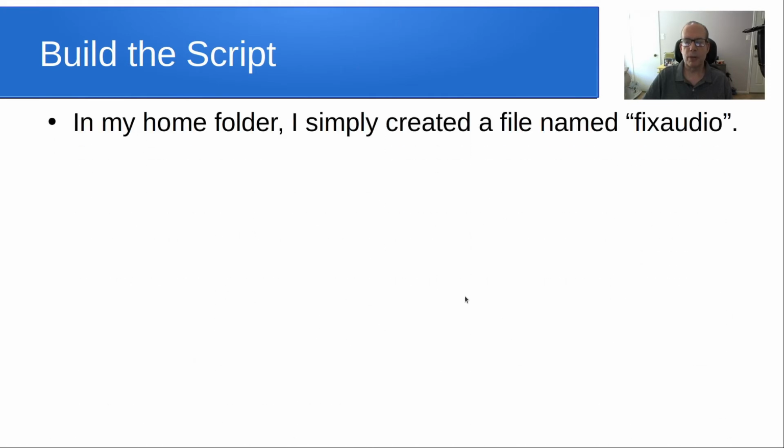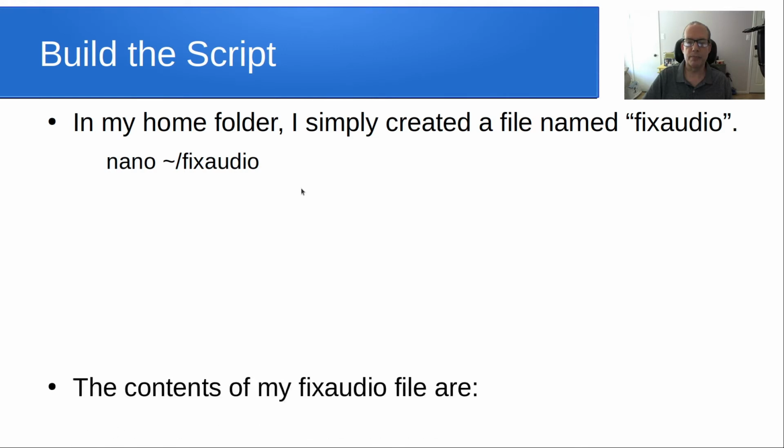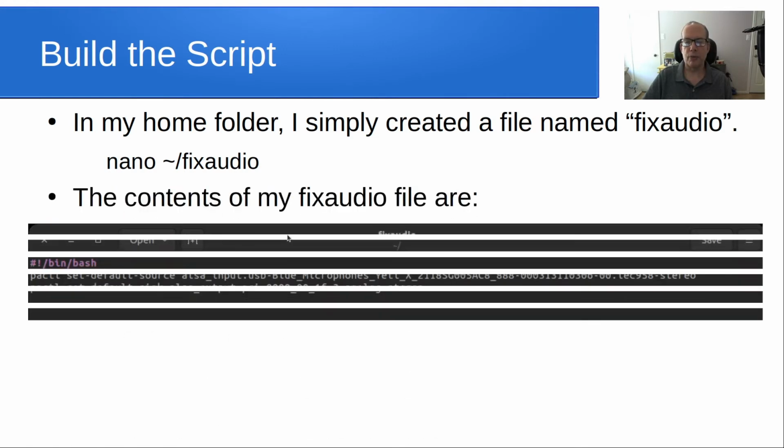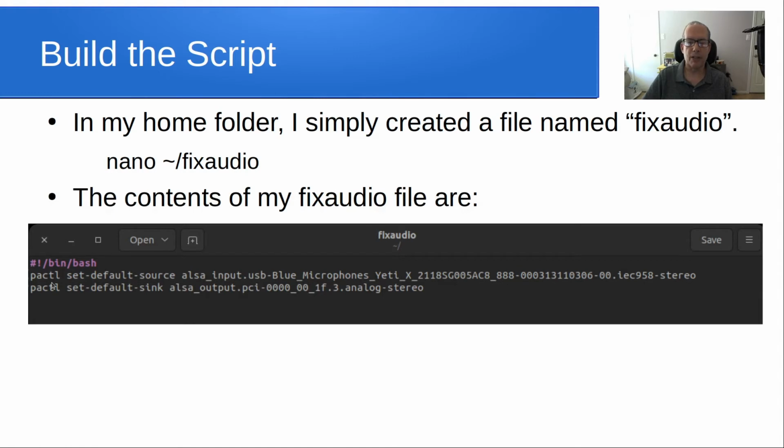In order to build the script, I go into my home folder and I simply created a file named fixaudio. So you do a nano ~/fixaudio. We'll edit a file in your home directory called fixaudio. The contents of my fixaudio file are basically three lines. The first line is a shebang, #!/bin/bash, which is a good habit to get into for creating scripts. Shebang is the pound sign followed by the exclamation point, and it is required in a lot of cases where you execute a script through various utilities.